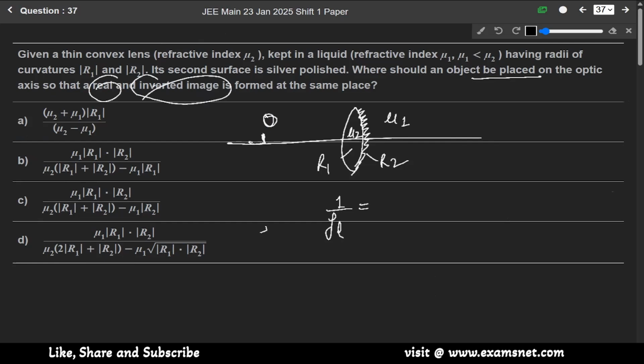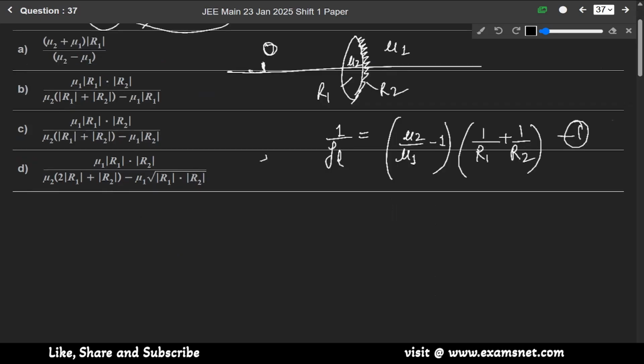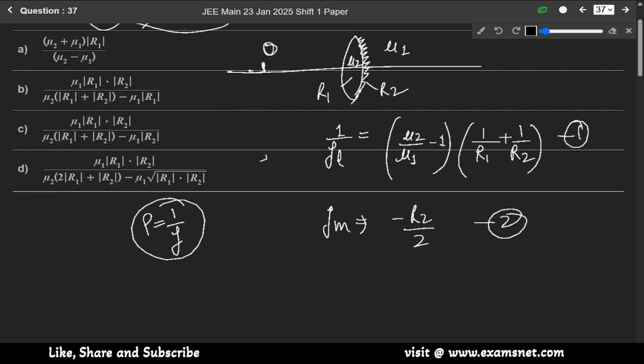1 over f is equal to (mu2 over mu1 minus 1) into (1 over r1 minus 1 over r2), but because of the sign convention it will be 1 over r1 plus 1 over r2. Let us say this is equation number 1, and fm is equal to minus r2 by 2. Let us say this is equation number 2. So total power, we know that power equals 1 over f.